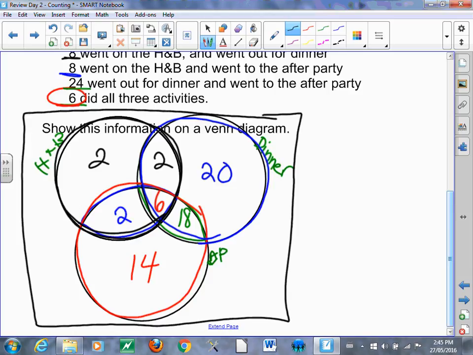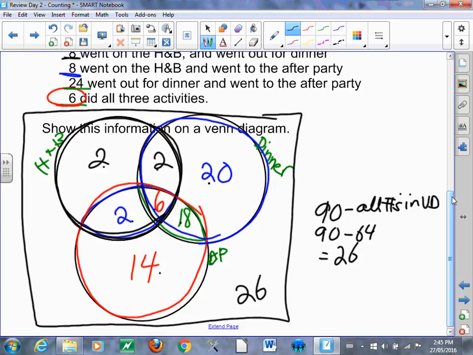So don't forget that within your sample space of 90, there's going to be some people that didn't do anything. So you take 90, subtract all the numbers on the Venn diagram. So add all these numbers up and subtract it. So 90, subtract all numbers in the Venn diagram. So 90 subtract 64 equals 26. So put down 26 people on the outside, which tells you how many people did nothing.